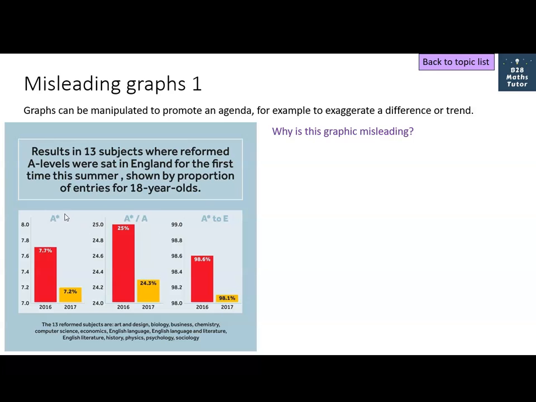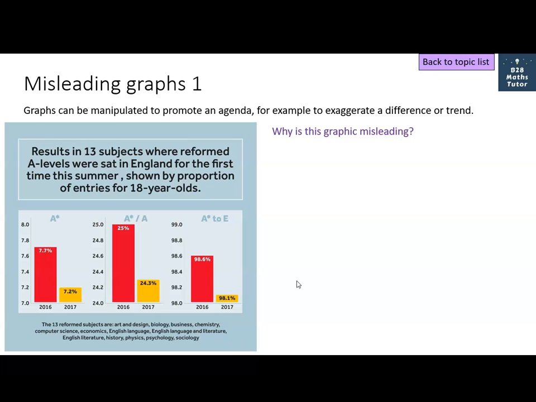They're saying that the number of A stars has dropped from this red bar to the yellow bar, and the number of A stars and A's has dropped, and the number of passes from A star down to grade E has also dropped. And those drops look pretty dramatic, don't they? But why is this graphic misleading? Pause the video and take a moment to think about it, and then press play when you're ready to go through the answer.